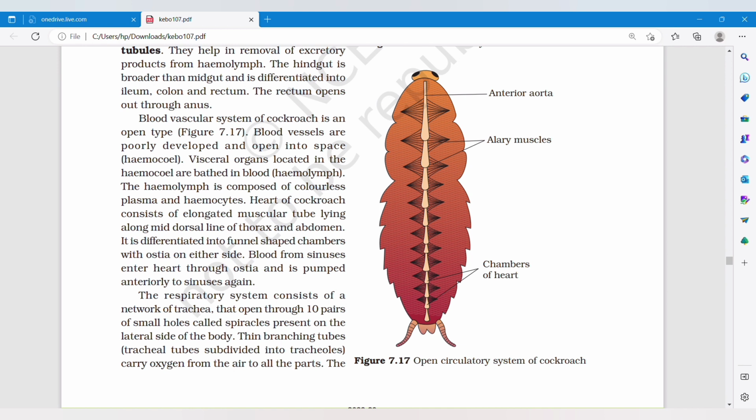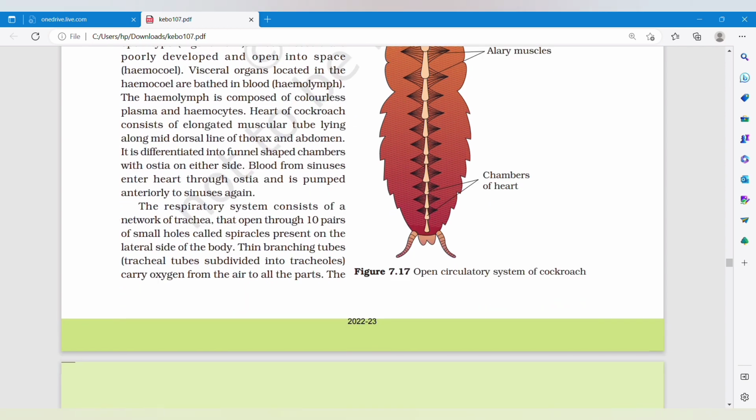The heart of cockroach consists of an elongated muscular tube lying along the mid-dorsal line of thorax and abdomen. It is differentiated into funnel-shaped chambers with ostia on either side. Blood from sinuses enters the heart through ostia and is pumped anteriorly to the sinuses again.